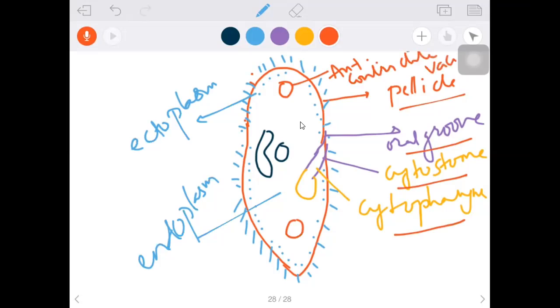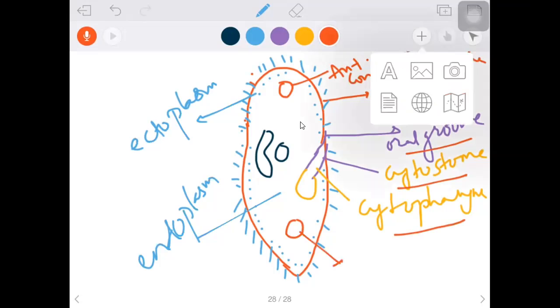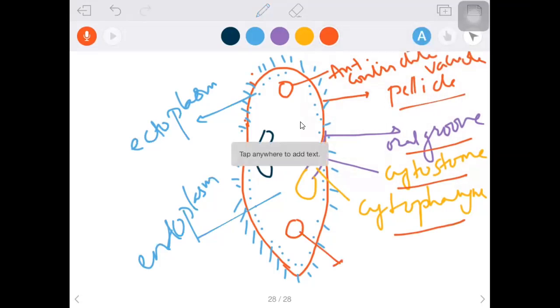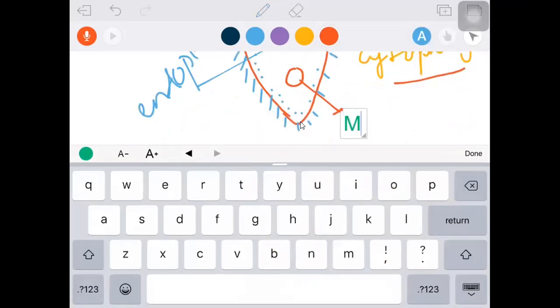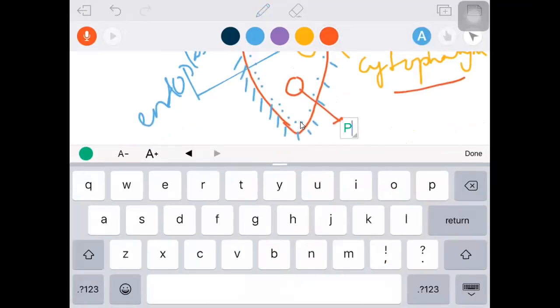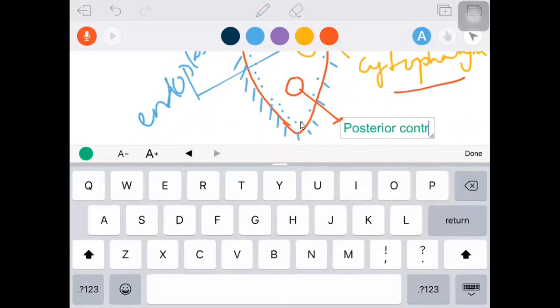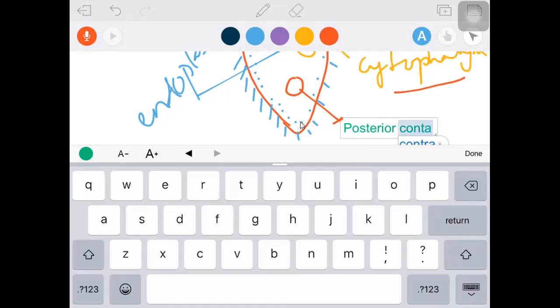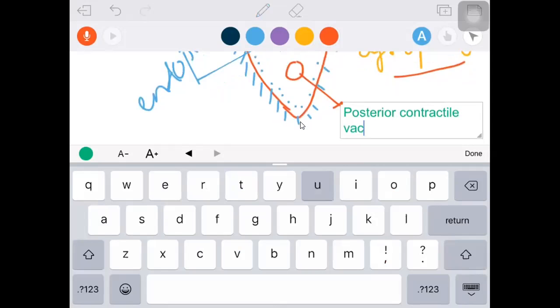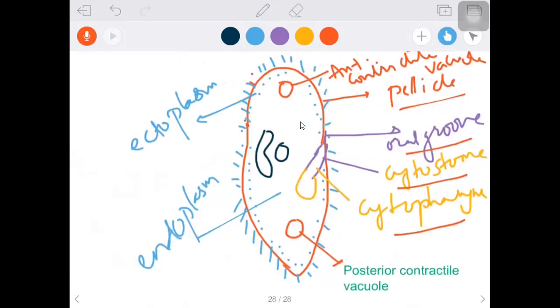Writing on the screen is a little complex here. Yes, this is a posterior contractile vacuole. So anterior contractile vacuole and posterior. It takes time to type like this, posterior contractile vacuole. I hope you understand my writing. Otherwise, we would need to do this for every label. It's very difficult to type like this, so I hope you understand. Yes, this is the posterior contractile vacuole.